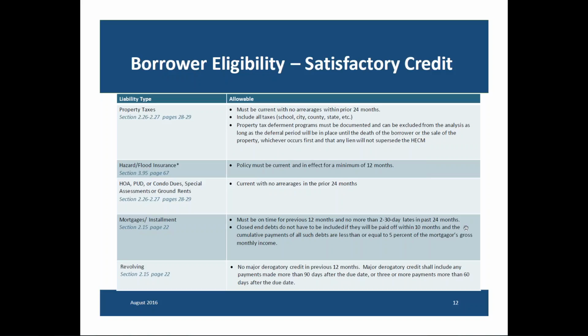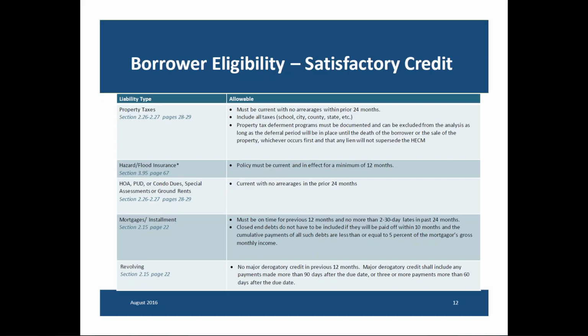Now, borrower eligibility, satisfactory credit. You're going to find this different if you're coming from a forward mortgage world. When we look at property taxes, we're looking to make sure that they're current with no arrearages within the last 24 months, so within the last 2 years. It includes all taxes. If there is a deferment program in place, it must be documented and can be excluded from the analysis as long as the deferral period will be in place until the death of the borrower or the sale of the property, whichever occurs first.